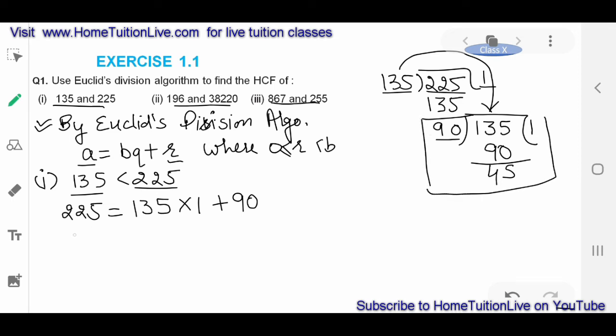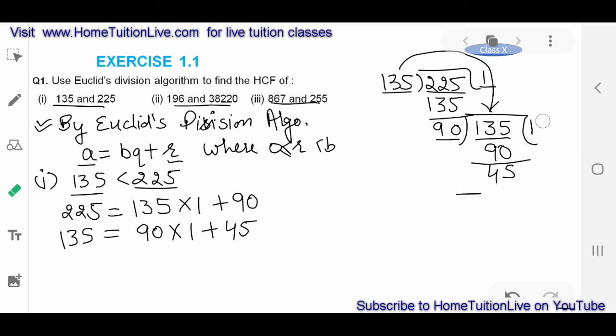Now we can write this with the help of Euclid's division lemma. What is Euclid's division lemma? In this, the dividend 135 equals the divisor 90, quotient is 1, plus remainder is 45. So we write this here as Euclid's division lemma. Now in the next step, we didn't get 0, so we will divide it further.